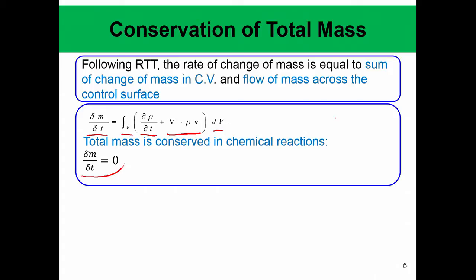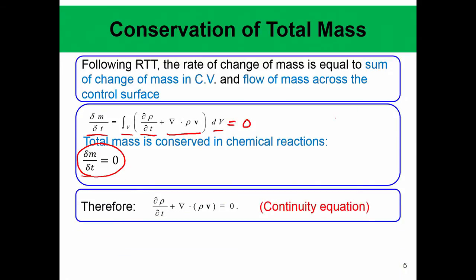Now we know that total mass is conserved when there is chemical reaction. So of course dm/dt cannot have any rate of change, and this thing is equal to 0. So that is what you get. Because this dV is essentially arbitrary, we can remove the integral sign and remove this dV. So what we get is nothing but partial rho partial t plus divergence of rho v is equal to 0.